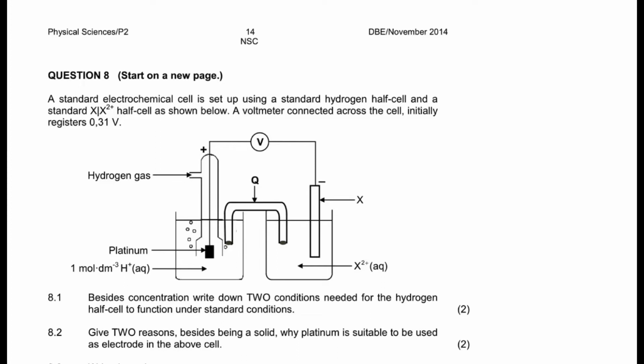This is the electrochemical cell. It says a standard electrochemical cell is set up under a standard hydrogen cell and a standard XX half cell, which is an unknown shown below. A voltmeter connected across the cell initially reads that. So that means they induce the EMF at 0.31 volts when the unknown and the hydrogen react.